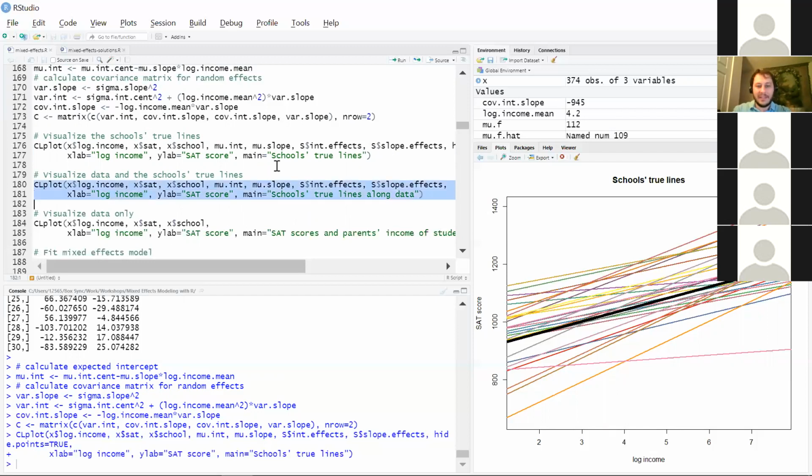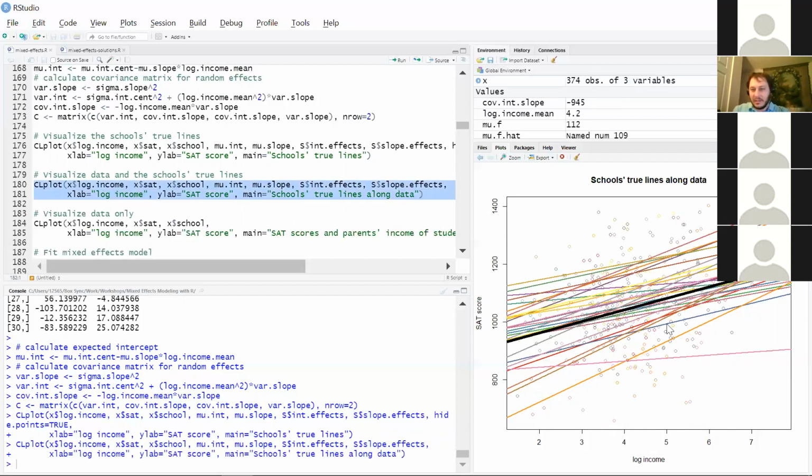What if I add the data to the picture? Here are the actual SAT scores. There's the actual overall true underlying relationship between parents' log income and SAT score, the thick black line. Any given school has its own relationship that differs from the thick black line somewhat, and we've got code that's drawing every school, all 30 schools, each one with its own line. And when you actually measure SAT scores, you just get these points, and I'm coloring them by school.